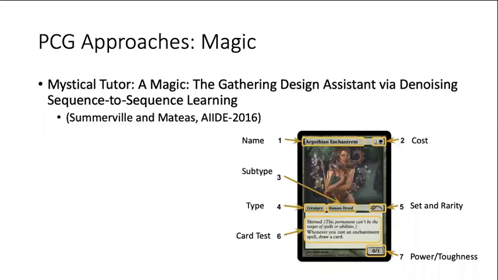Anyway, this is a really cool project that was published at AIIDE in 2016 called Mystical Tutor that was generating more or less an autocomplete for Magic cards. And so they created this tutor that was auto-completing the cards, and they were looking at these different features like the name, subtype, type, and I'm sure you can read all these different things. And so they broke the problem into generating these subfields. And I suggest for more information about the approach to read this paper.